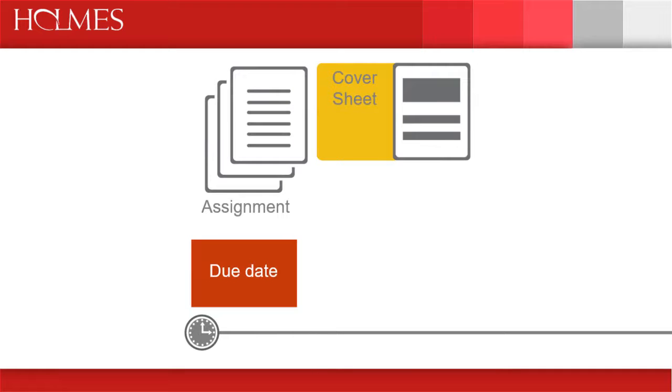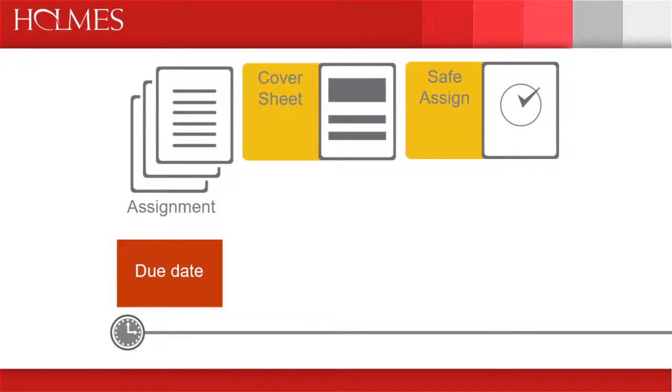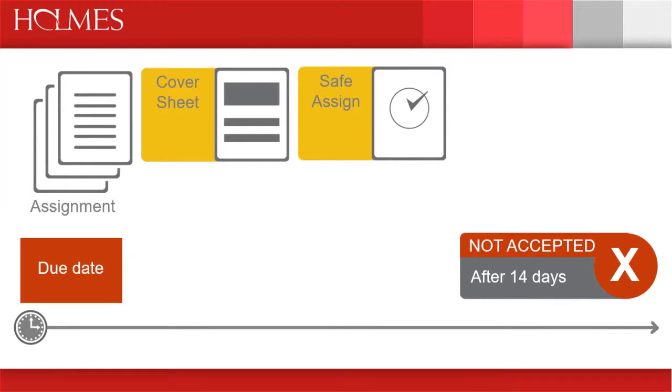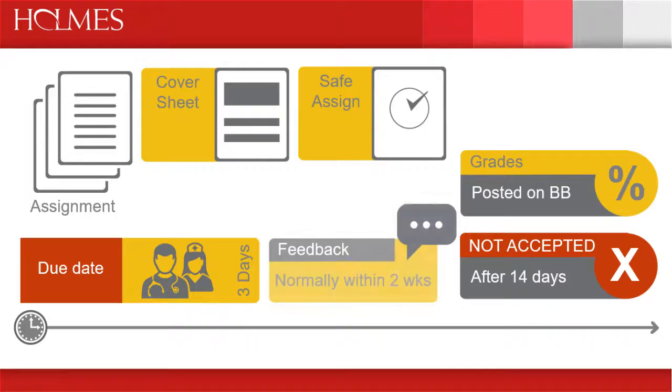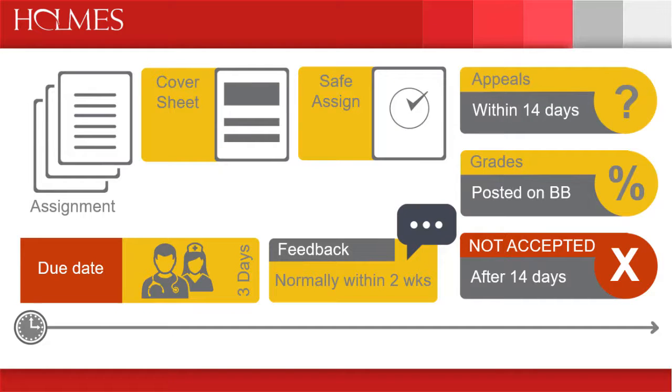All assignments must include a cover sheet. A Safe Assign statement must also be included. These can be generated through the Blackboard online learning platform. No assignment will be accepted after 14 days from the due date. Any medical certificate must be supplied within 3 days of the due date. Grades will be posted on Blackboard. Feedback will normally be provided within 2 weeks of submission. Once grades have been posted, any appeal must be made within 14 days. Students who fail to submit continuous assessments are not admitted to the final exam and will receive a fail grade.